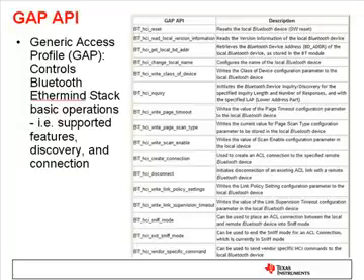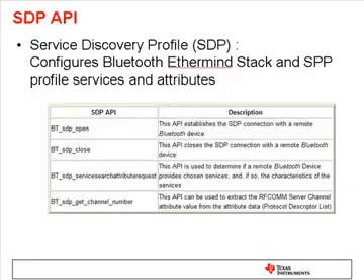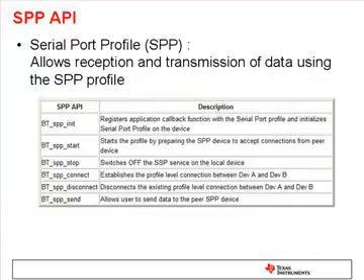Lastly is the SPP, Serial Port Profile APIs, and this is what you'll use to actually send and receive data. For example, Bluetooth SPP Connect and then Bluetooth SPP Send. So you can see the APIs are fairly simple. There's not very many of them, and these are what you'll use in your own application. So let's take a look at it in a real-world application.